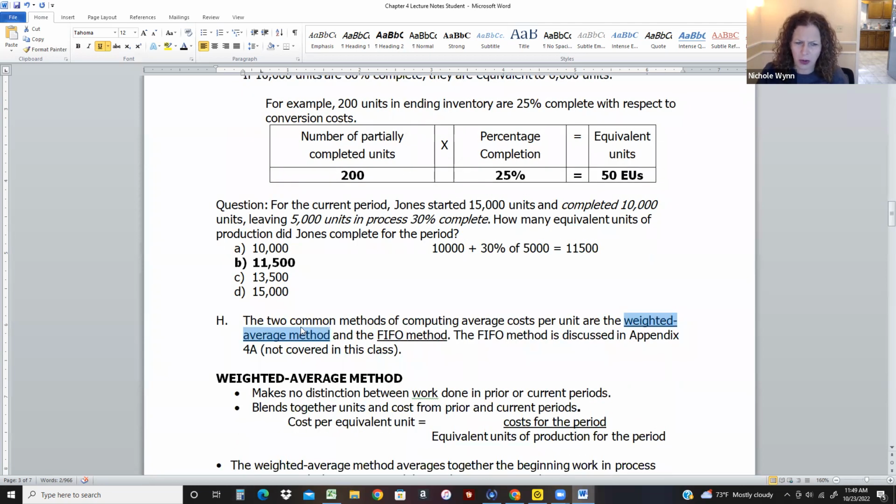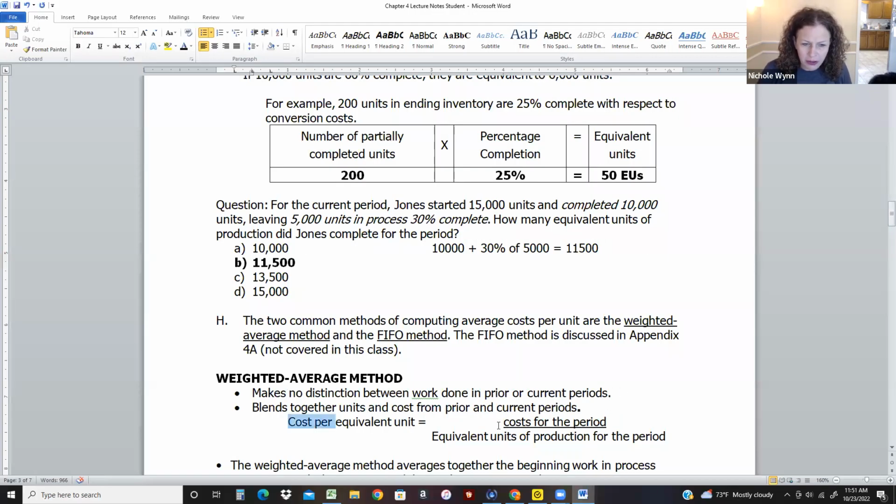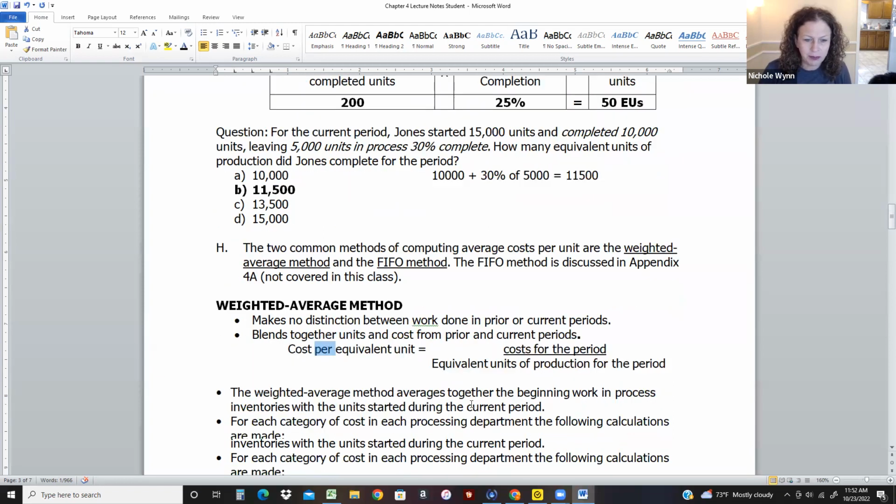So the first thing we're going to focus on with our weighted average method is the formulas. One of the formulas that your book asks you to look at is cost per equivalent unit. This is the formula we'll use when we start doing our calculations. Cost per means divide. So you just take costs divided by the EUs, and that will give you the cost per EU.